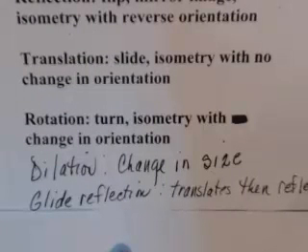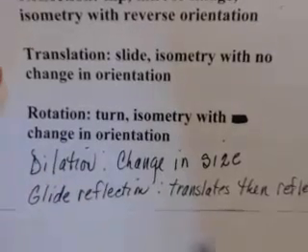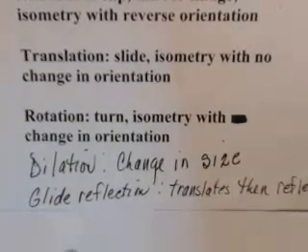And we use the word dilation to mean a change in size. So it can be an enlargement or a reduction and still be a dilation. And last, we use the term glide reflection to mean a translation that reflects.